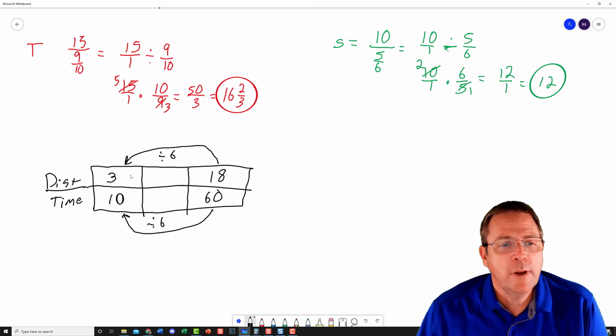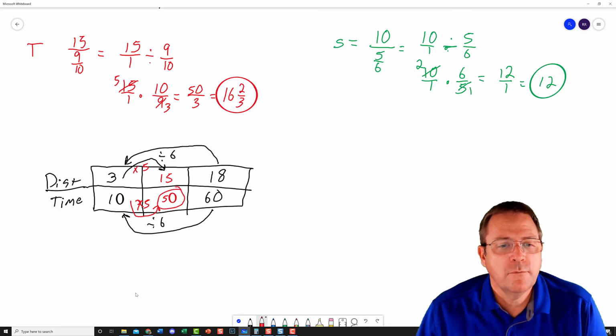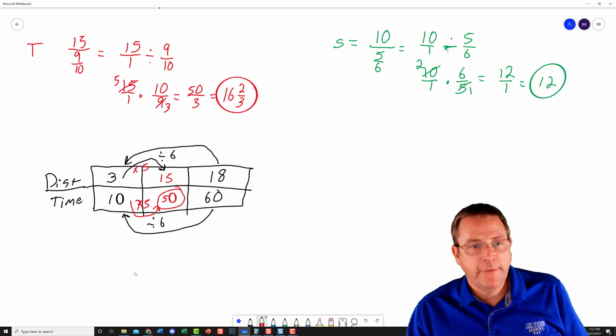But I don't need 3 miles, I need 15 miles. So what am I going to do to 3 to get it to equal 15? I'm going to multiply by 5. 3 times 5 is 15. Now she's done the 15 miles. And then 10 times 5, that's going to become 50. So the answer we're looking for is going to be 50 minutes.